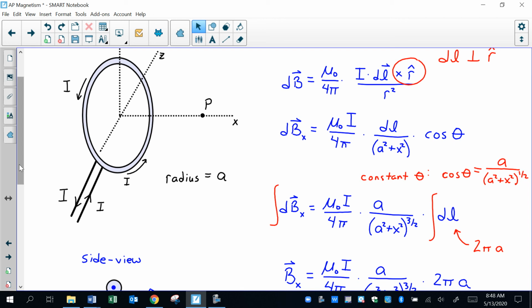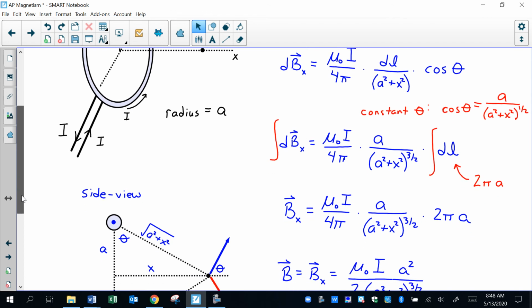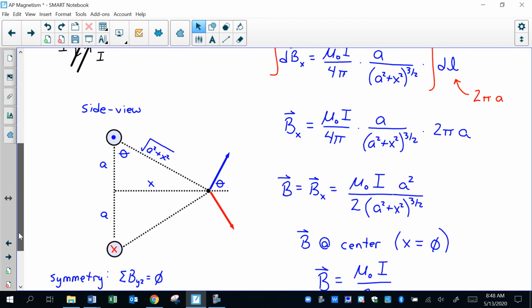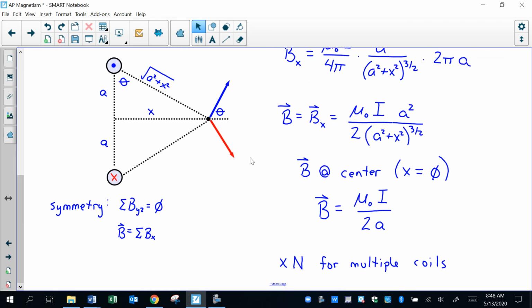DL is going to be the length, which is the circumference, 2 pi r. In this case, the radius is listed as A. And so as I continue to scroll down slowly, just doing the math, we get to our final result right here, where this represents the X direction. Now, what happens if we look at the dead center? Dead center, it means X goes away, and we end up with mu naught I over 2A.